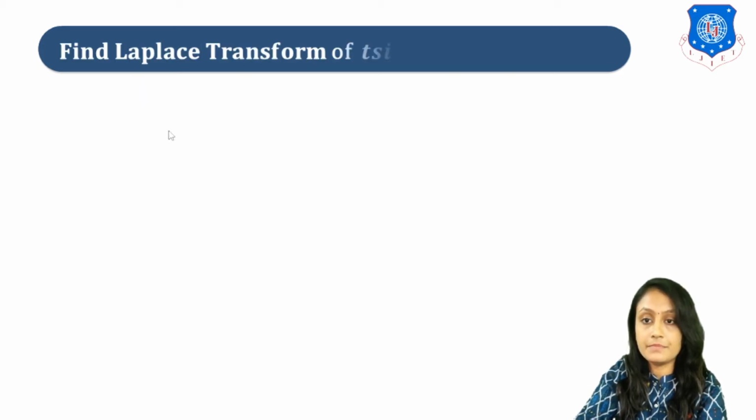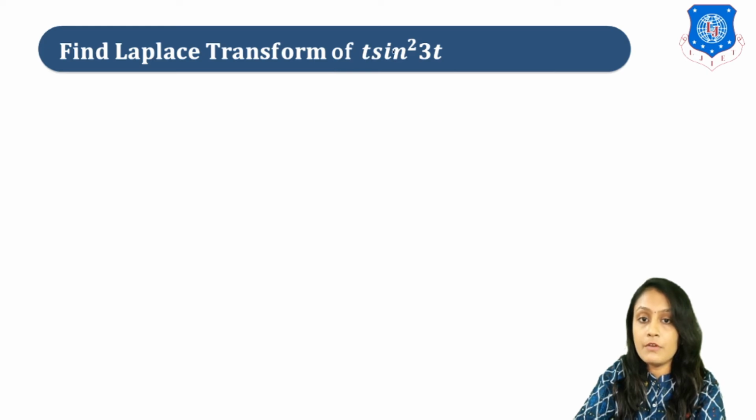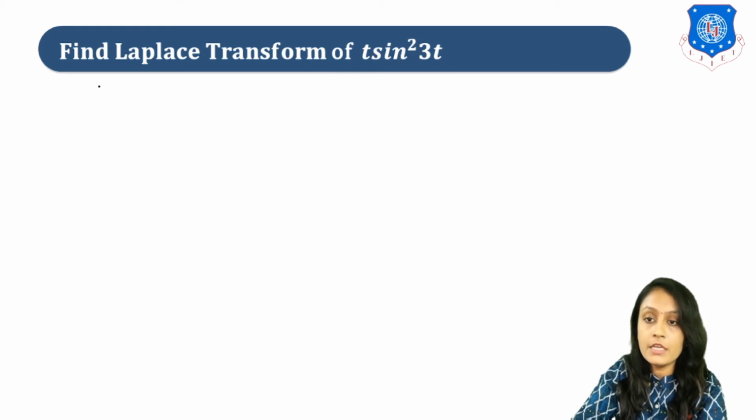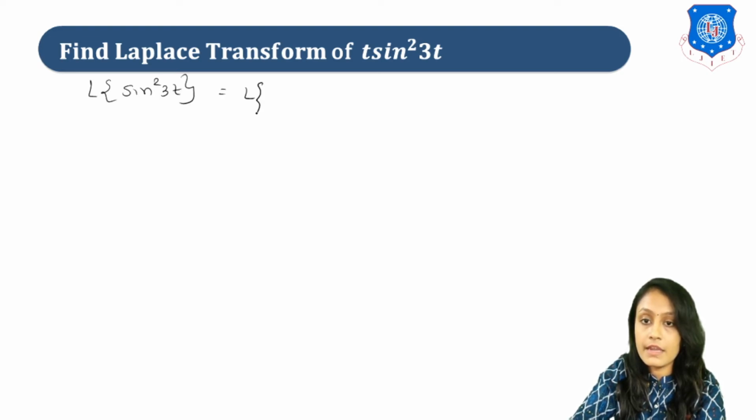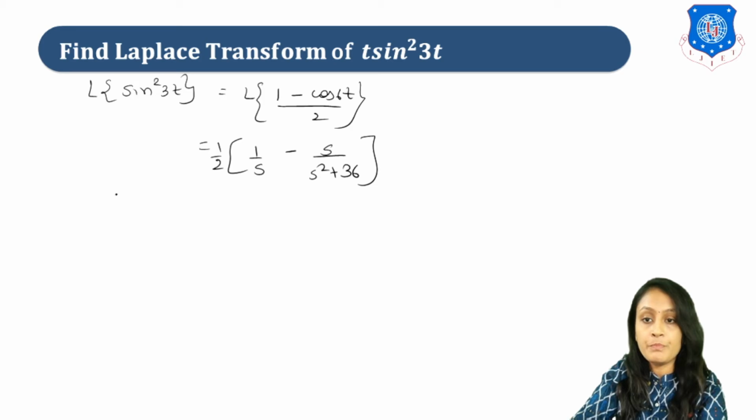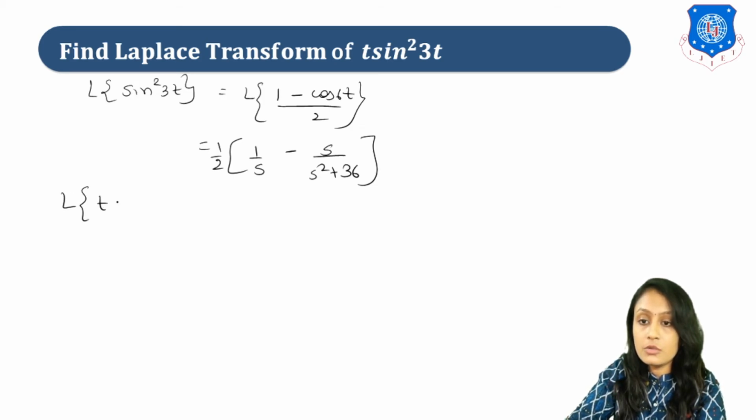Now next one, find the Laplace transform of t sin square 3t. First we will find the Laplace transform of sin square 3t. This is easy. We can write it as 1 minus cos 6t upon 2. Take 1 by 2 outside. Laplace transform of 1 is 1 upon s, minus the Laplace transform of cos 6t, which is s upon s square plus 36. Now just apply t to this, so t sin square 3t.